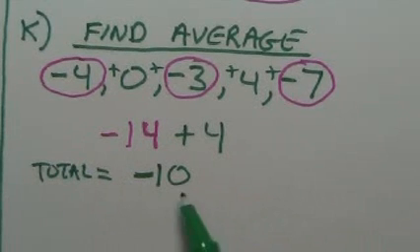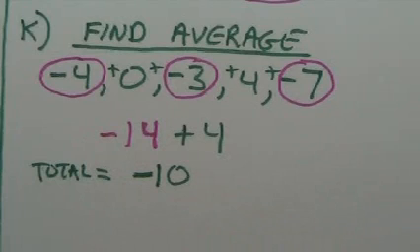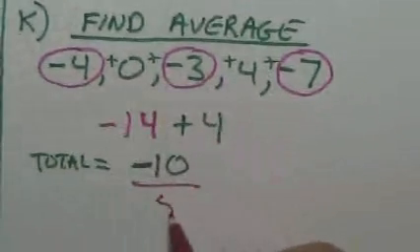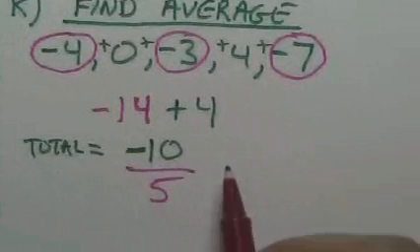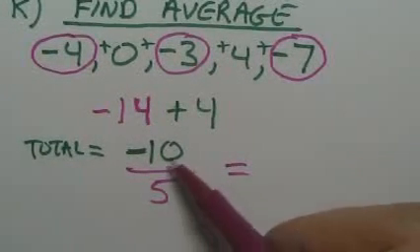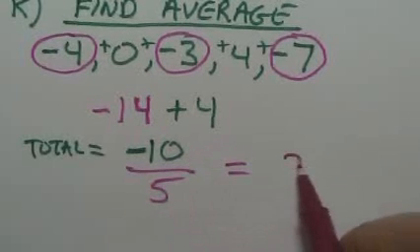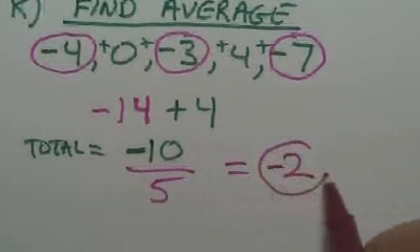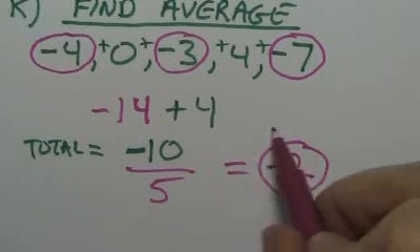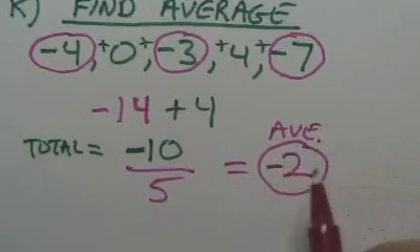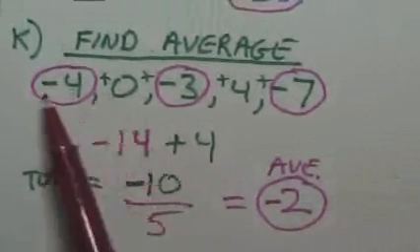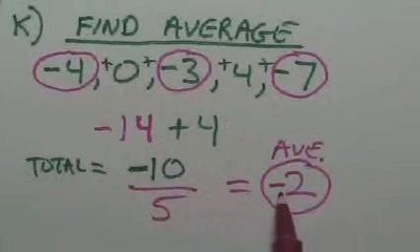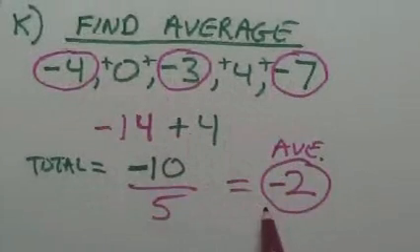Now what we need to do is divide that by 5. See, there's 1, 2, 3, 4, 5. I divide that by 5, and 5 goes into 10 twice. That is our average. We added them all up, totaled them, and divided by 5. Negative 2 is the average of all these numbers.